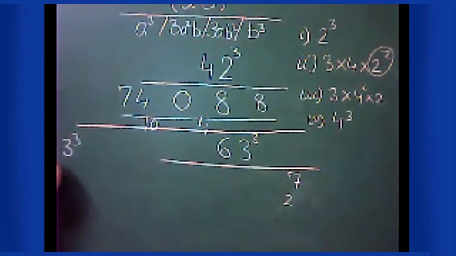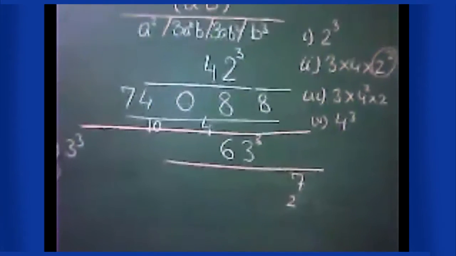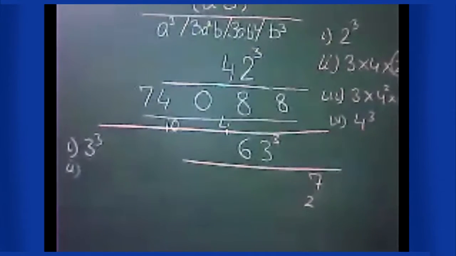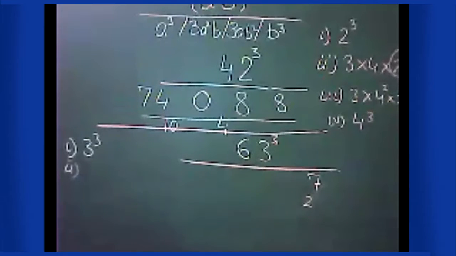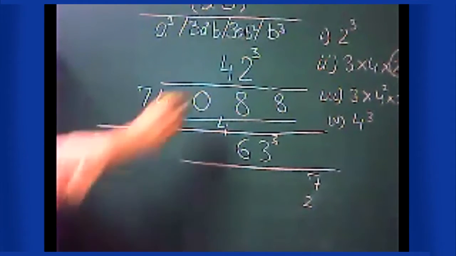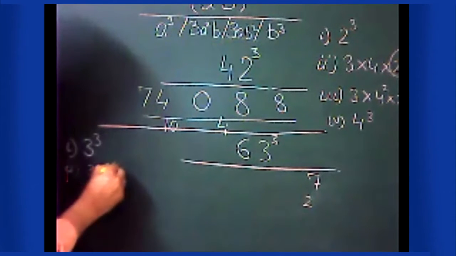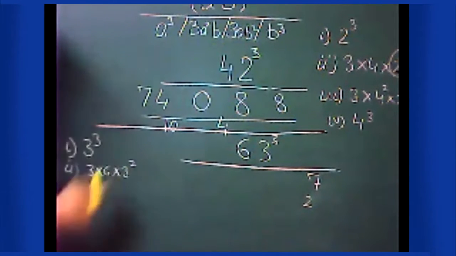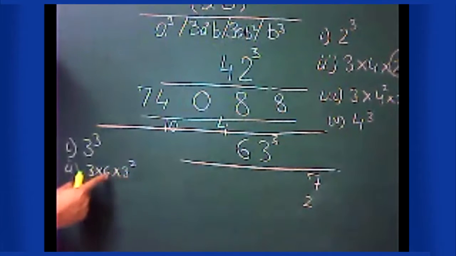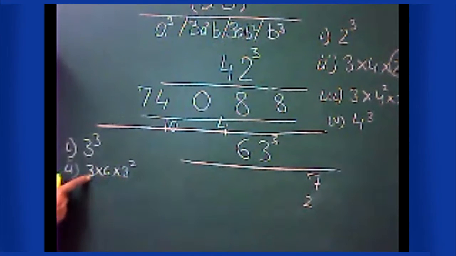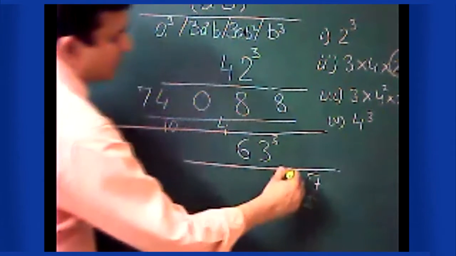Second step. Sir, 3 threes are 9. 3 threes are 9 into... this should be 3 into 6 into 3 square. So 3 threes are 9, 9 sixes are 54, 54 into 3 is 162. And 2 from carry, this becomes 164.